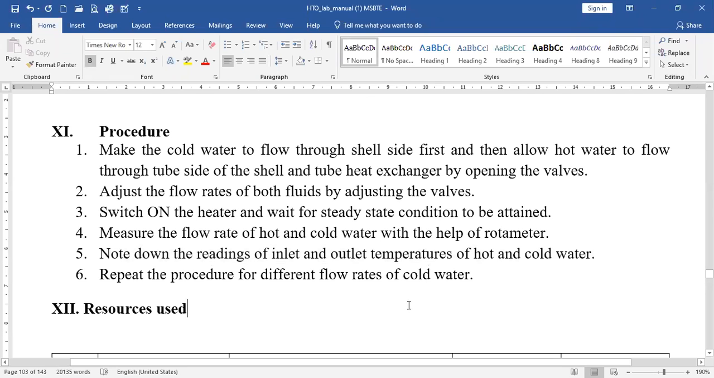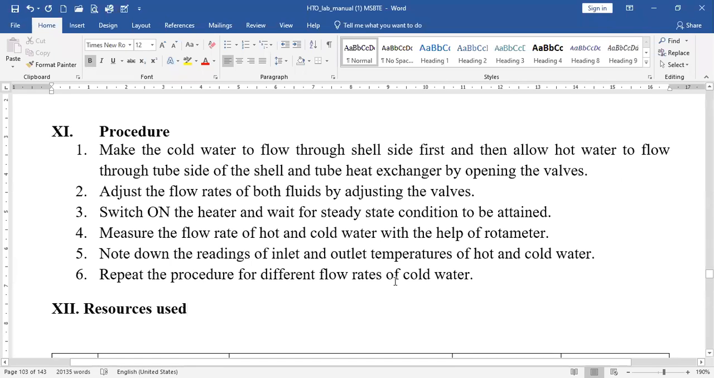We have to open the valves so that the hot water and cold water can pass through the tube side and shell side respectively. Then we can measure the flow rate of hot and cold water with the help of the rotameter. We have to wait for the float to stabilize at a particular flow rate, and then wait for the steady state temperature, and after reaching the steady state temperature, we can note down the inlet and outlet temperatures of hot and cold water.